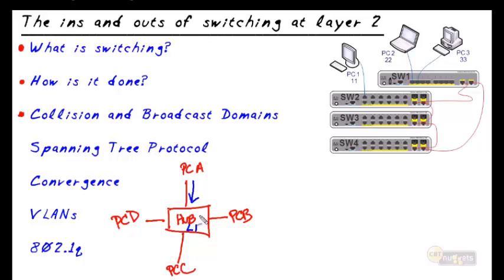The hub will simply send those bits out every other port. Every other port except the one that it came in on, for example, right here. So that's what a hub does for a living. So let's talk about collisions for a moment.